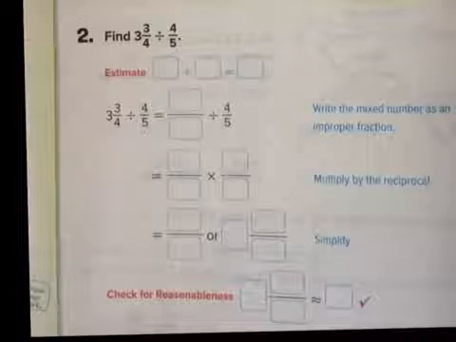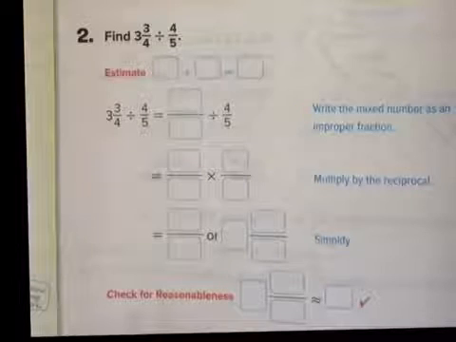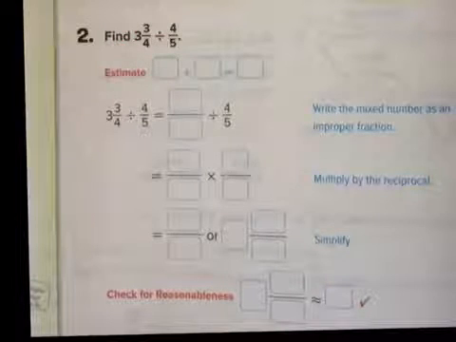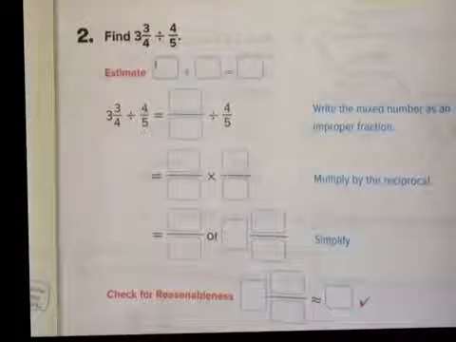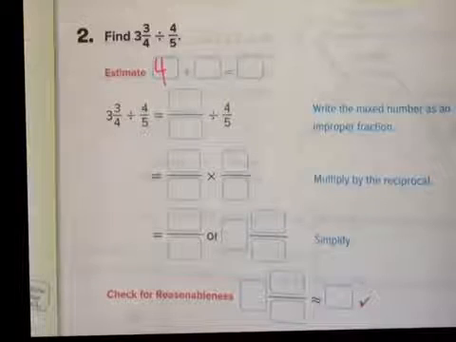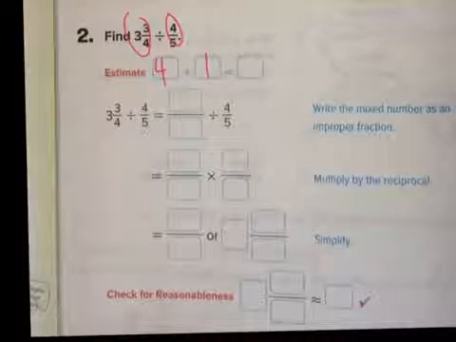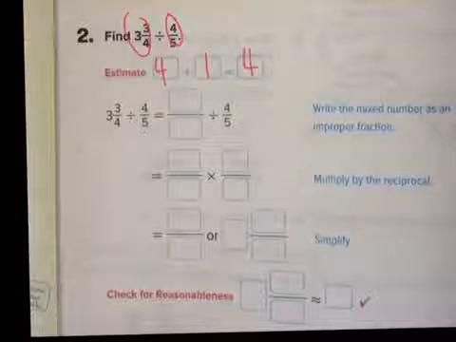Alright, let's try example 2. We're going to do a little estimate first to make sure that we have the right idea. Well, it looks like we're going to divide a number that's close to 4, right? Let me write that there. 4 divided by 1, right? Because if we were to round both of these numbers to the nearest whole, we would get 4 divided by 1, which is 4. So our answer will be close to 4, right?